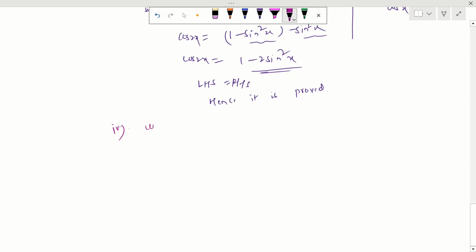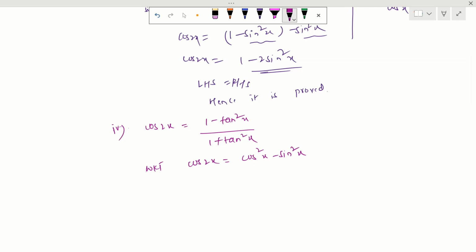The fourth one is that we need to prove cos 2x is (1 minus tan square x) divided by (1 plus tan square x). To prove this one, again I am calling the same formula: cos 2x is equal to cos square x minus sine square x, right? So cos 2x is cos square x minus sine square x.